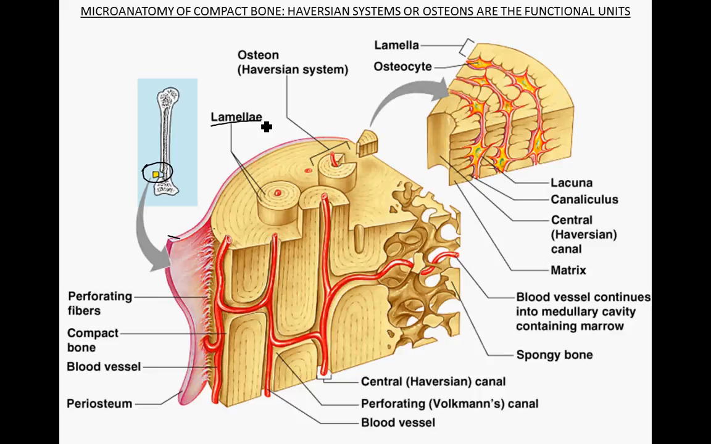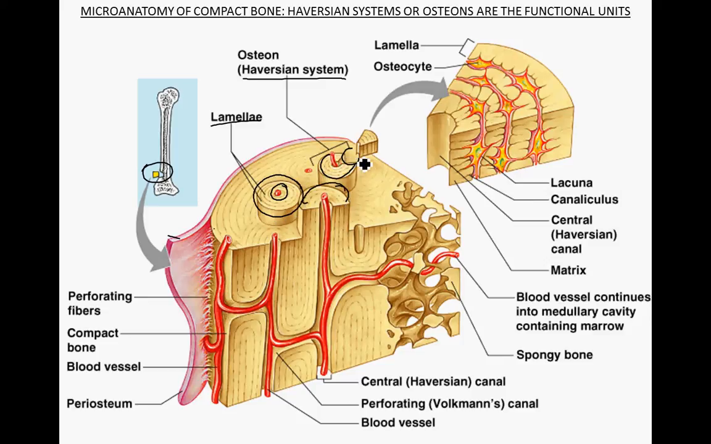In the center of the lamellae in the compact bone, you also have a blood vessel, and that blood vessel is at the center of this Haversian system, at the center of that osteon. We call this whole circle an osteon, and that's an osteon that's been sectioned, and here's another osteon that's been sectioned.